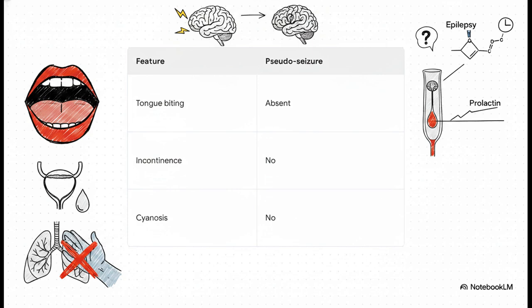Differentiating true epilepsy from psychogenic non-epileptic seizures, or pseudo-seizures, is a classic emergency neurology challenge. In pseudo-seizures, lateral tongue biting is almost always absent. If there is a bite, it's usually at the anterior. Urinary incontinence? Exceptionally rare. Postictal confusion is highly unlikely. And most objectively, your lab tests will show no post-seizure spike in prolactin levels, and you won't observe cyanosis because, well, there's no true respiratory compromise.